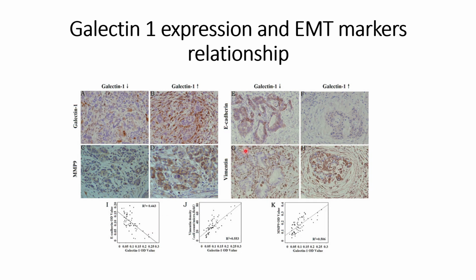Similarly, when the galectin-1 expression is high, they see high expression of Vimentin, or we can say the mesenchymal marker increases, and that is shown in panel J, where we can see that with an increase in galectin there is an increase in the mesenchymal marker, Vimentin.